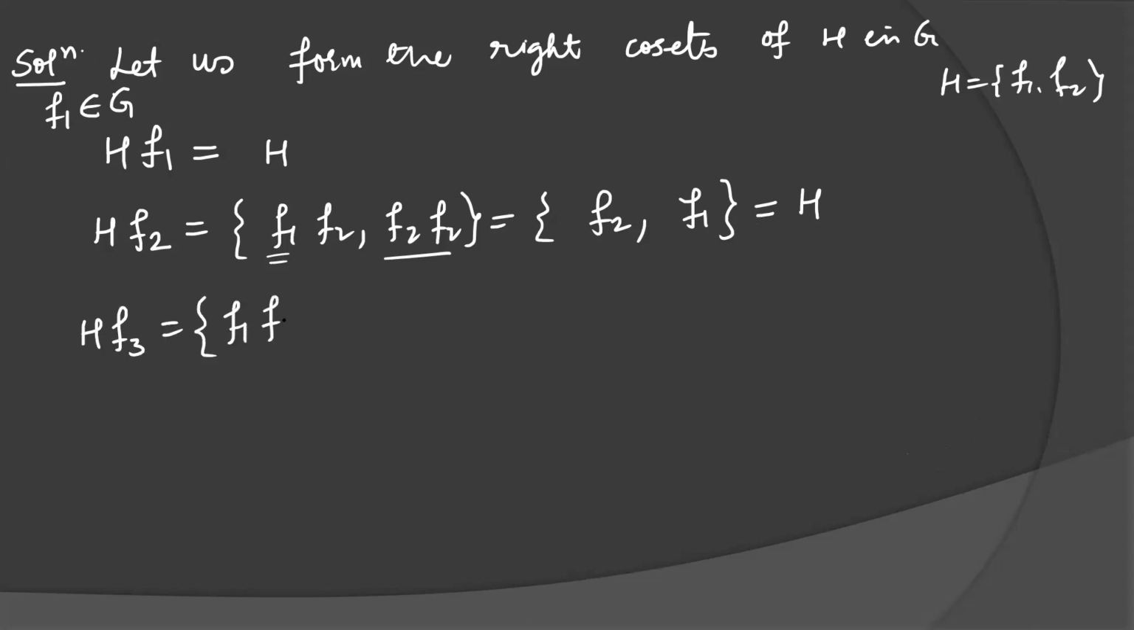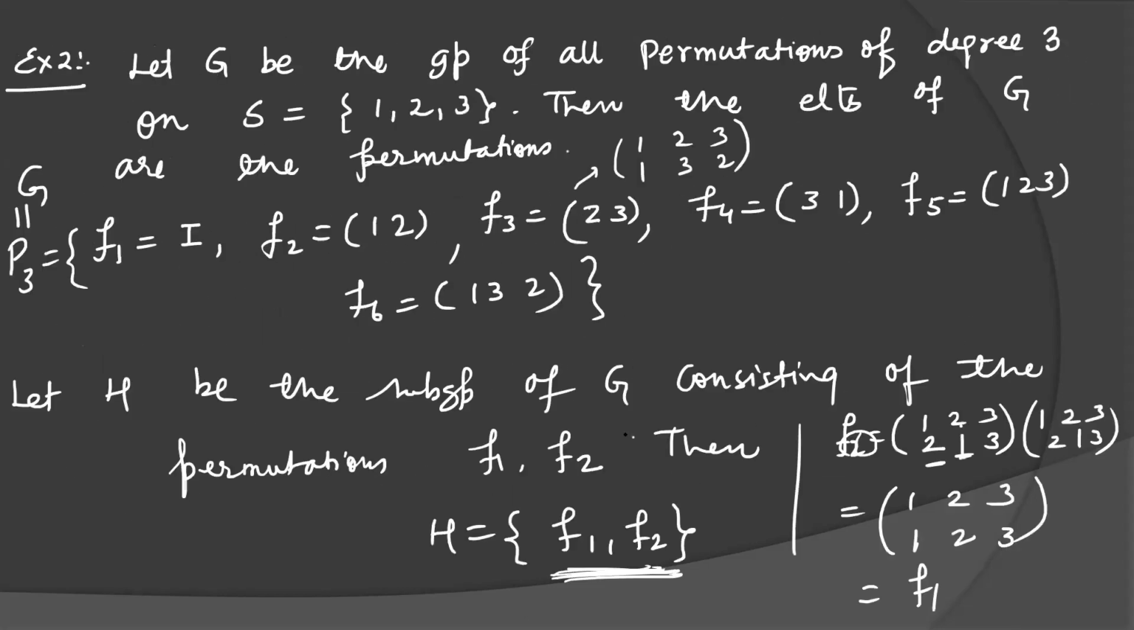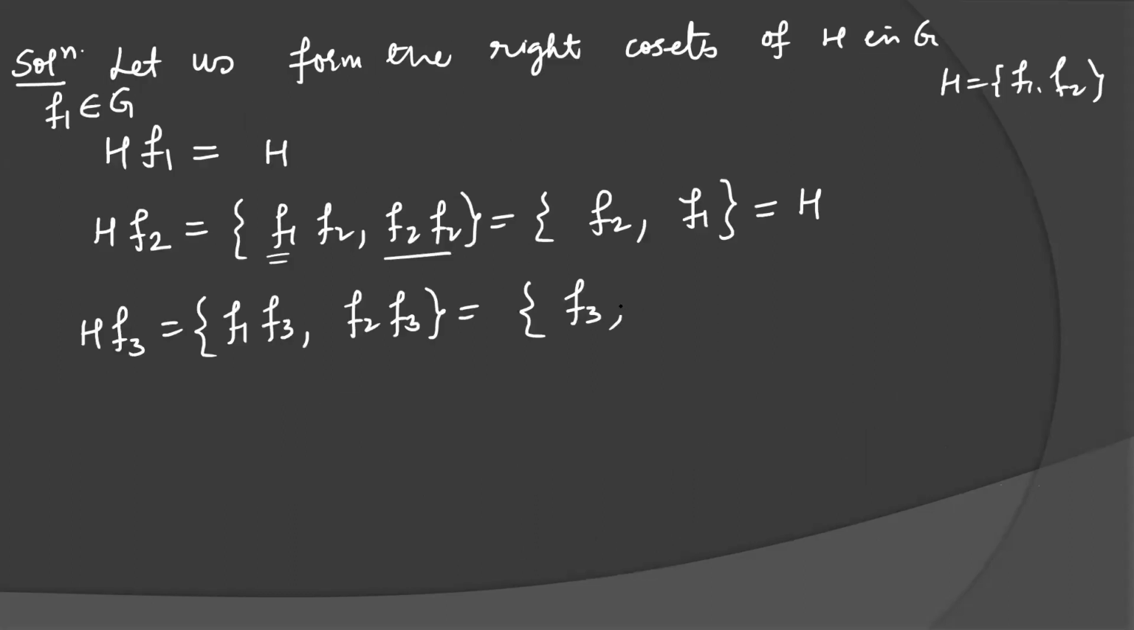So it will be F1 F3, comma, F2 F3. F1 F3 will be F3 only because F1 is identity. Multiply F2 and F3. Similarly, you can multiply like this. I have written here. F2 is this one and F3 is this one. You can multiply. I'm writing directly, you will get F6 actually.